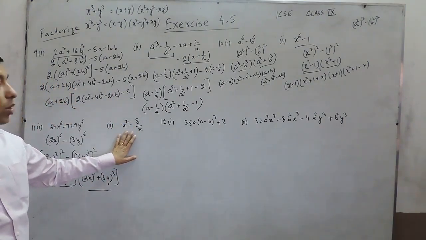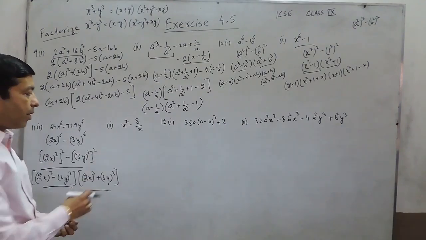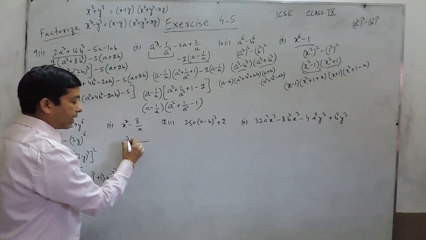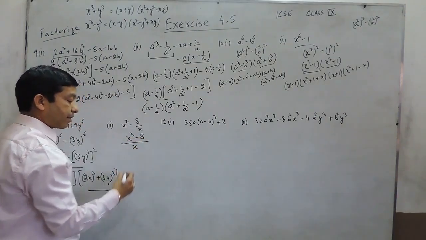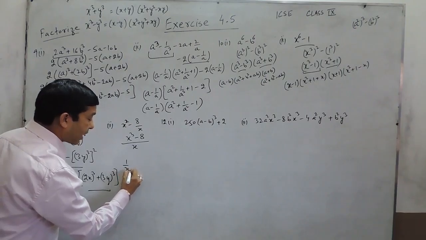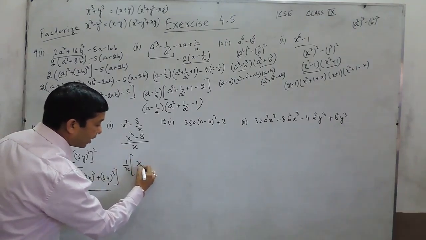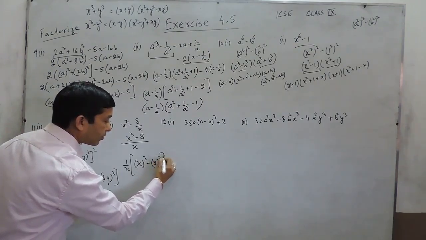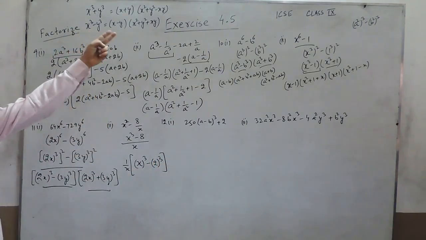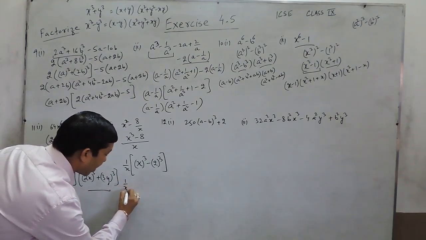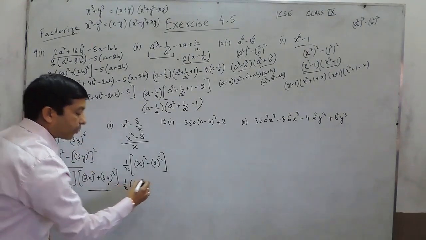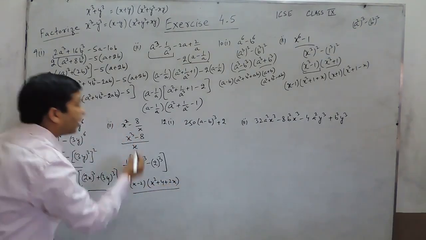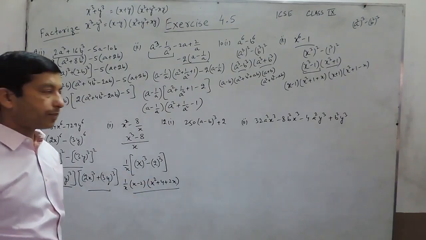If we go to question number 11 part 2, here it is x square, but don't consider this as the quadratic or the square term, because in the denominator there is x. If I take x common in the denominator, it becomes x cube minus 8. Now this is 1 upon x, which we can take out, and the remaining is x cube minus 2 cube. And the x cube minus y cube identity we already know, so this is 1 upon x, bracket x minus 2 into x square plus 4 plus 2x, the identity we have used here.